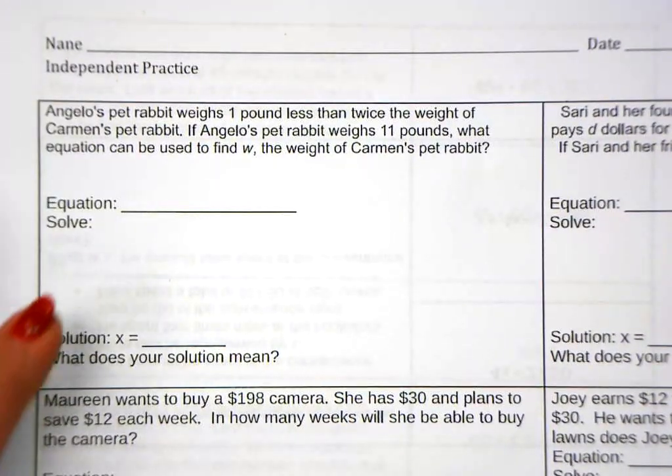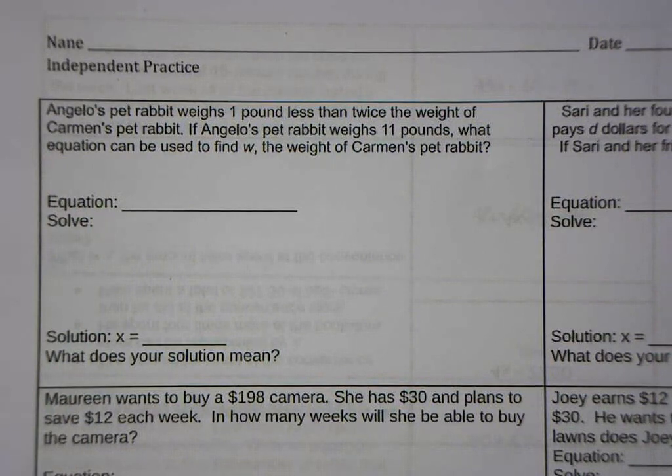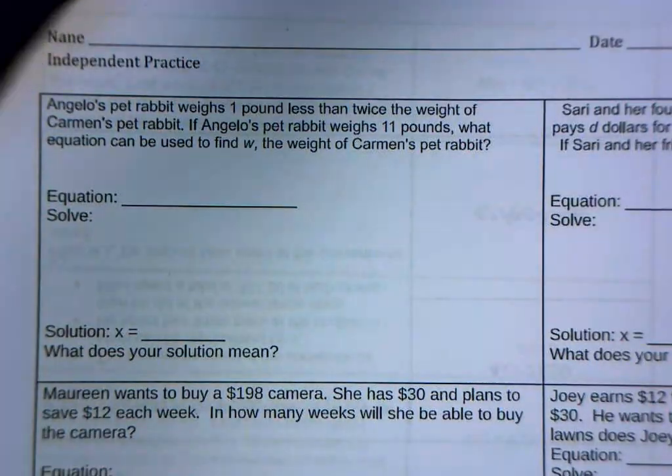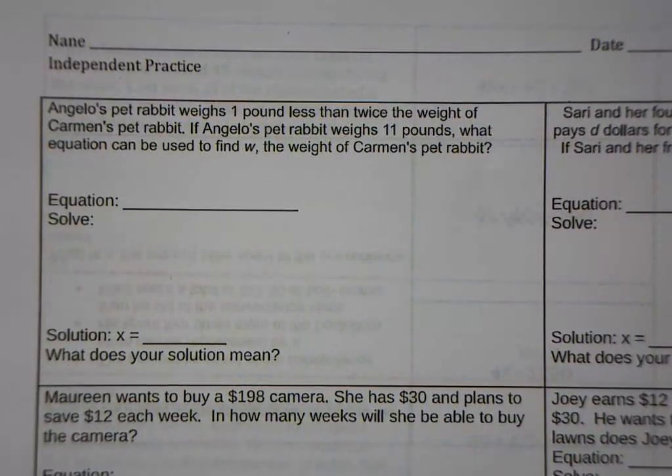All right, so Angela's pet rabbit weighs 1 pound less than twice the weight of Carmen's pet. So if Angela's pet rabbit weighs 11 pounds, what equation can you use to find W, the weight of Carmen's rabbit?